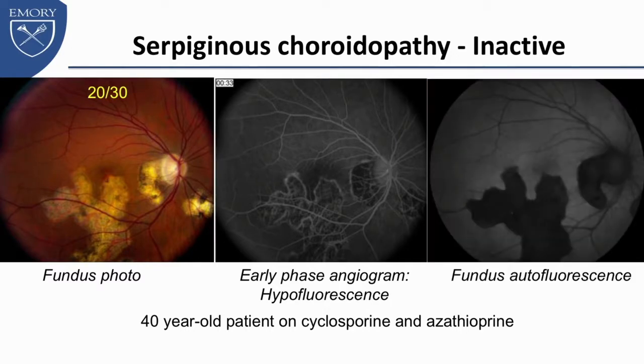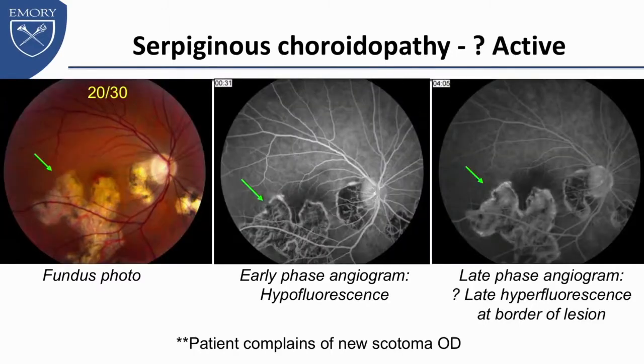Again, when you look at the fundus autofluorescence, which is one of the key imaging modalities for serpiginous, you can see this area of large hypoautofluorescence that corresponds very tightly to the fundus photograph. He came in with a complaint of a new scotoma in the right eye. In the course of a busy retina or uveitis practice, you would be hard-pressed to really drill down to this little area where perhaps he was developing these symptoms. And there was, again, still hypofluorescence early with perhaps some late hyperfluorescence at the border of this lesion.